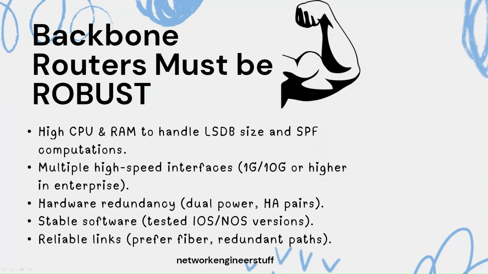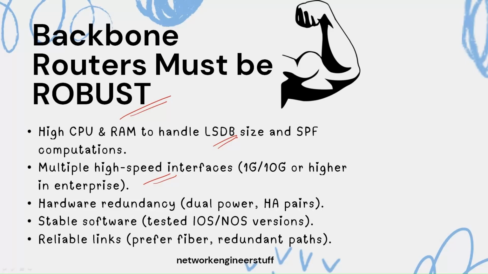A lot of things we'll study when we do the configuration, and you will get a better understanding, of course. So this area 0, that is the backbone area routers, must be robust. So what do you mean by robust? These routers are meant to handle a huge link state database. They will have to do SPF calculations, more SPF calculations. They should have high speed interfaces, 10 gig interfaces, or maybe higher, 100 gig interfaces also in an enterprise network, depending upon the size of the network, right?